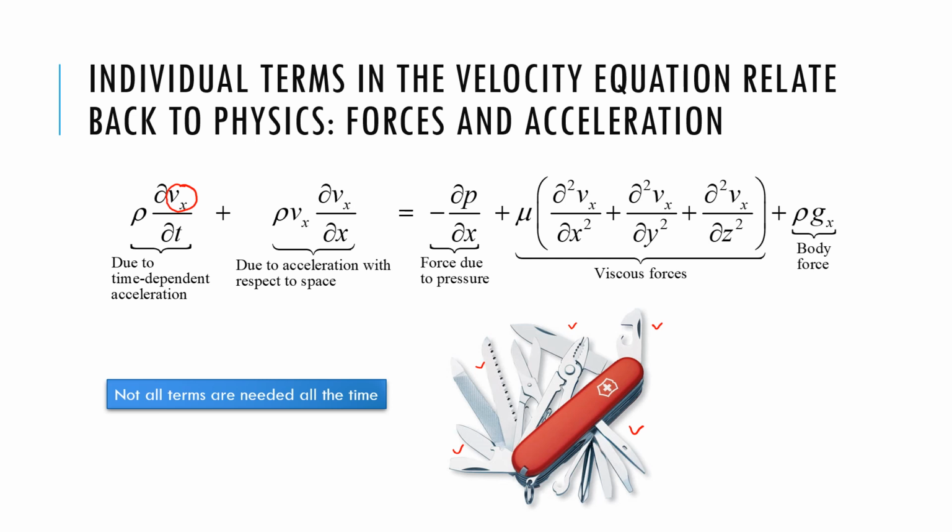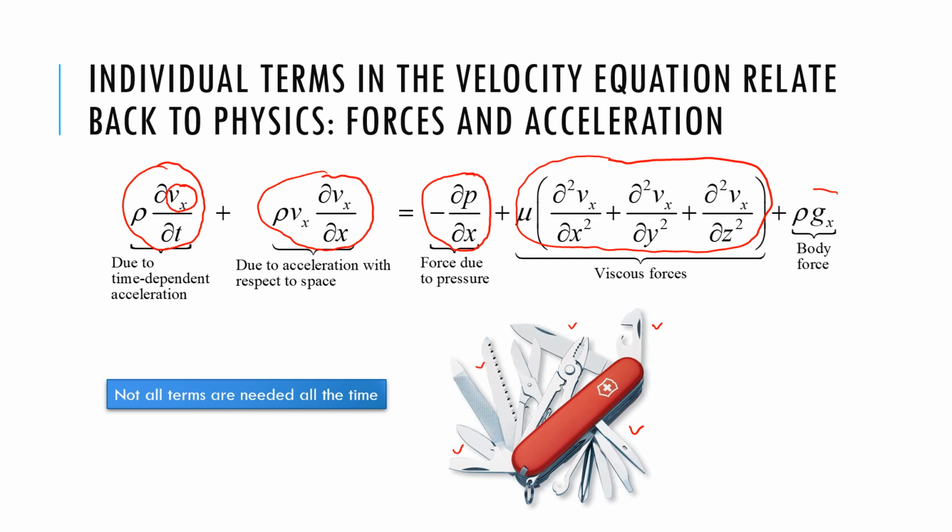meanings. So for example, the first term here is due to time-dependent acceleration. So if the fluid flow is not changing with time, we do not need that term. The second one is due to acceleration with respect to space. And then third one has to do with pressures. And then the fourth one has to do with viscous forces. And finally, the fifth one is the body force.